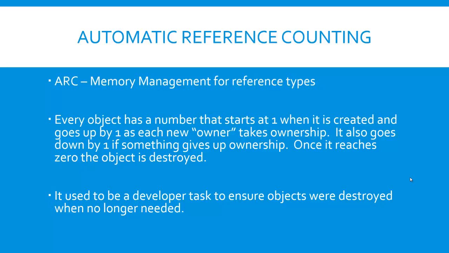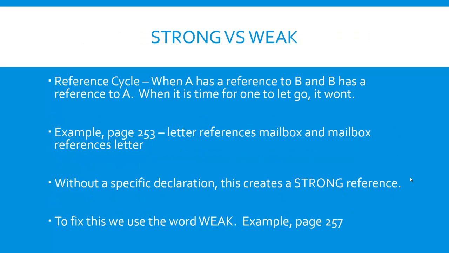All right, moving on. Then they talk about strong versus weak relationships. If you look at page 253, they show you the letter class references mailbox, and the mailbox references letter. So anytime A references B and B references A, and nothing else has been declared to change that relationship, it is always a strong relationship. It's a strong reference. So this creates a problem later on when we try to let go of one reference, because the other one is referencing it, so you get this reference cycle, which is kind of like an endless loop.